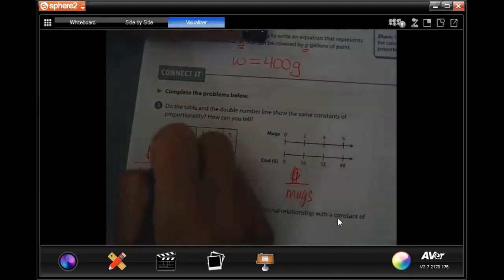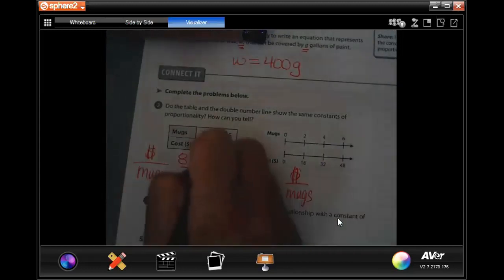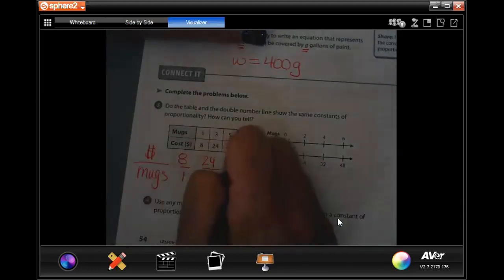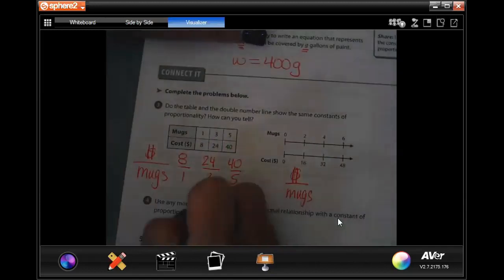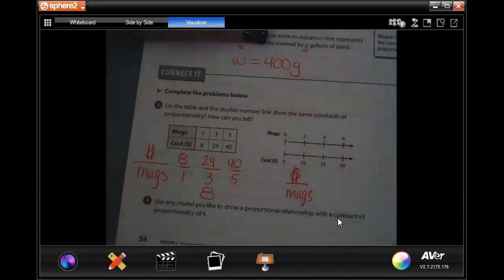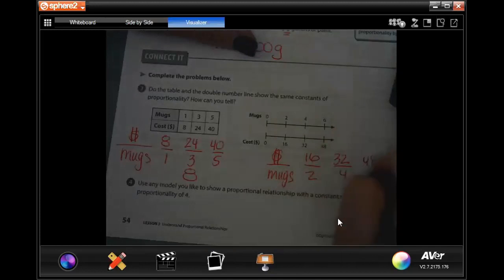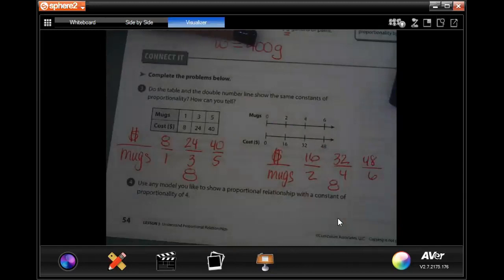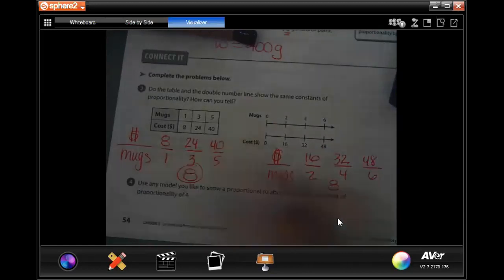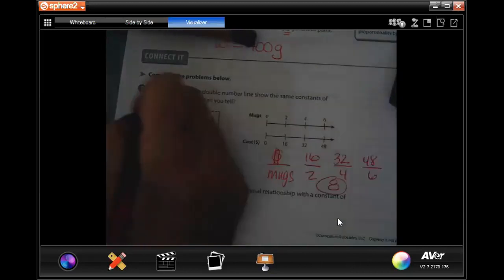So this one is 8 over 1, 24 over 3, and 40 over 5. All of these reduce down to 8. Let's do this one. 16 over 2, 32 over 4, 48 over 6. What do you know? All of them reduce down to 8. So the constants are equal. So that means that both of these are equal. They are proportional with each other.